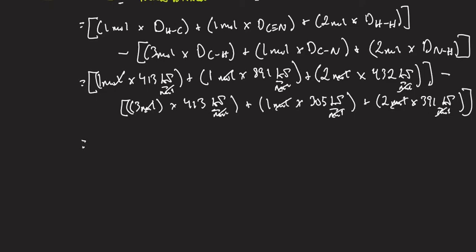You should end up with, for your reactants, 2,168 kilojoules, minus your products, 2,326 kilojoules, and you end up with negative 158 kilojoules. And that is your final answer. Hope this helps.